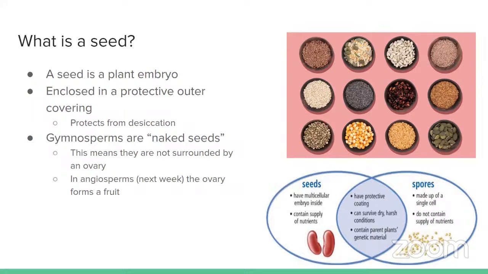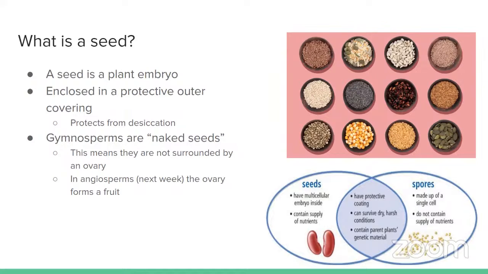Okay. The word gymnosperm means naked seed. What this means is that our seed isn't surrounded by an ovary. When we look at our angiosperms, our flowering plants, we're going to see that they have fleshy structures forming around them, descending from the plant's ovary. And that's really what the fruit is. So our gymnosperms don't have that. Instead, our seeds are usually going to be contained in cones, but they're going to be exposed to the elements.